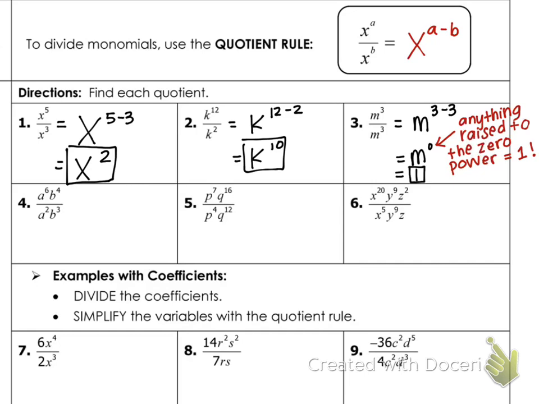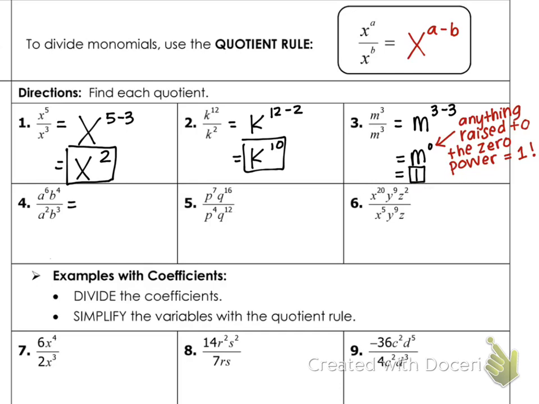So when we have m to the 0 power, it equals 1, and that makes sense because think about up here. Anything over itself equals 1. For example, if we had something like 2 over 2, doesn't that equal 1? If we had something like negative 11 over negative 11, doesn't that equal 1? So in the same way with the variables here, m cubed over m cubed equals 1. Okay?